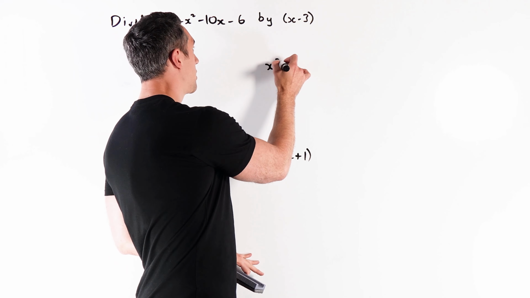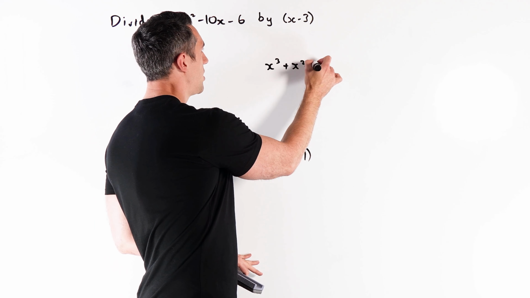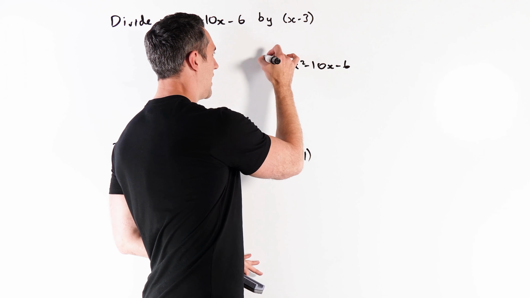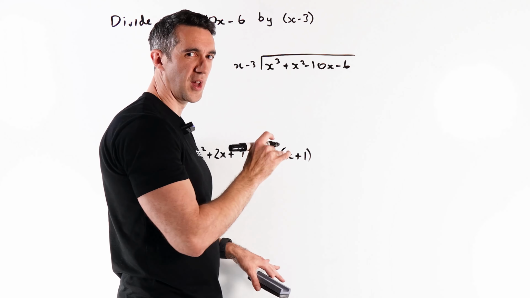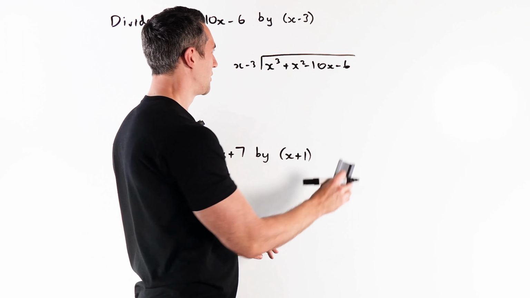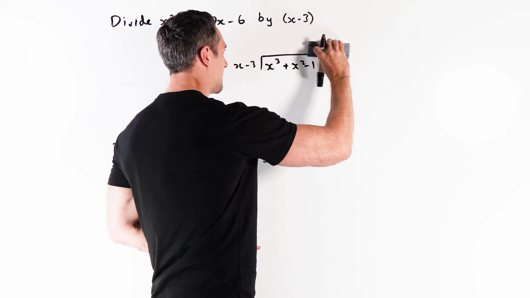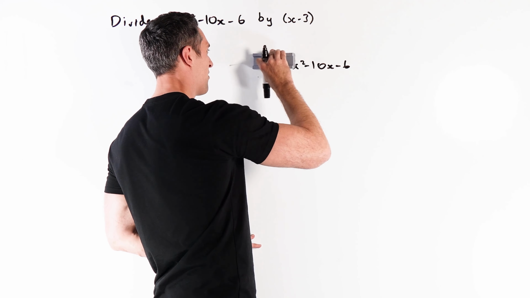We're going to write out our cubic x cubed plus x squared minus 10x minus 6. We're going to put our algebraic division line in, put our x minus 3 over here, and off we go. We're not doing that. We're not doing that. We've got a better way, okay? So instead, we're just going to write our answer down.